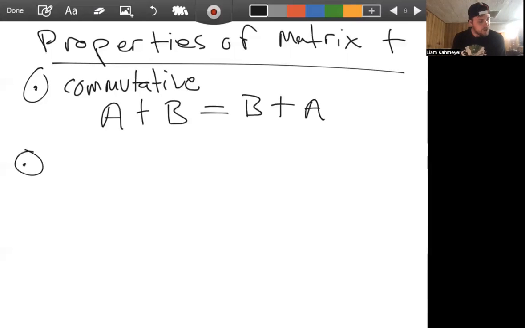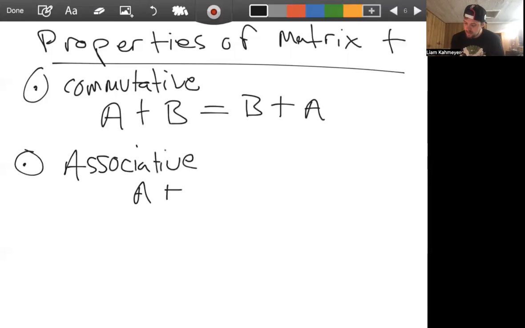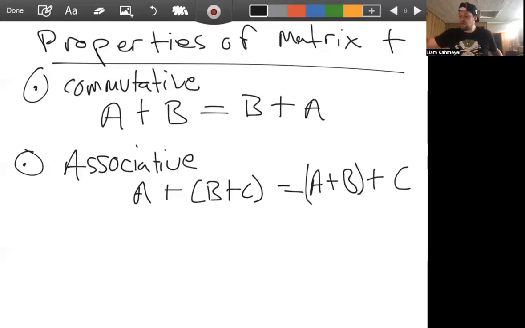We also have the associative property. We have, if you take A plus B plus C, this is the same as A plus B first, and then plus C, right? So we can see the order of the sum can be changed. Now let's look at not so much properties, but more of kind of like rules or things that matrix addition satisfies.